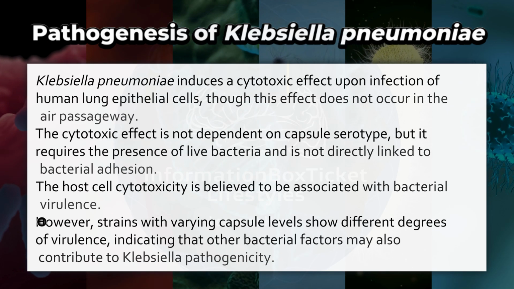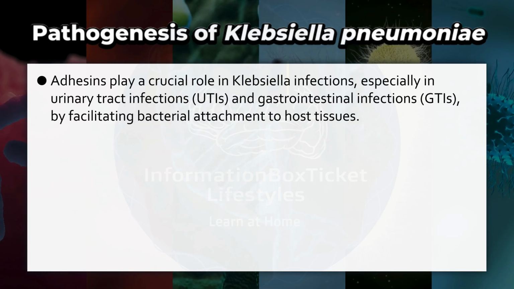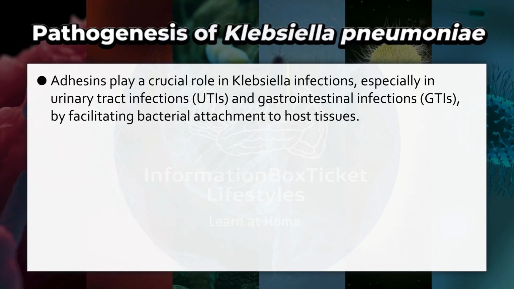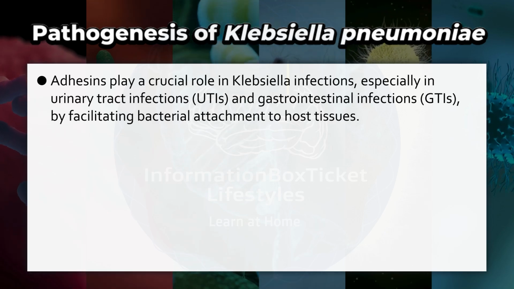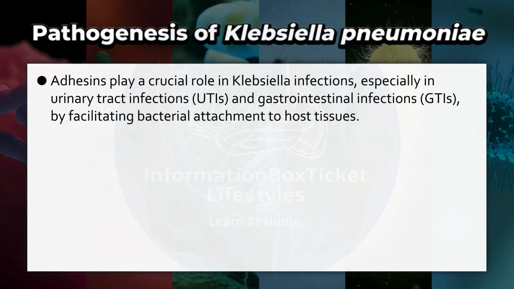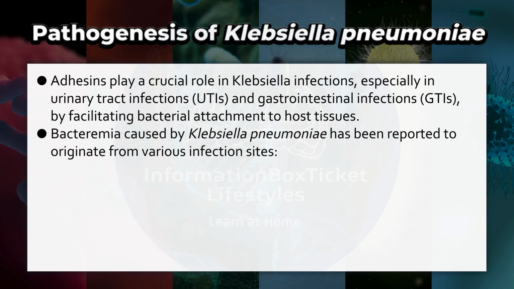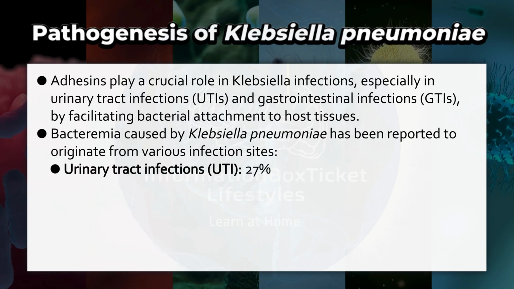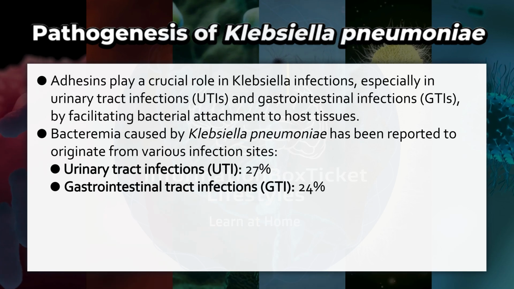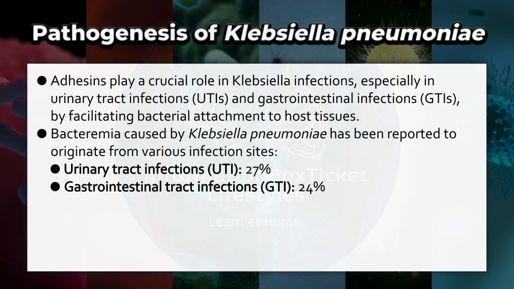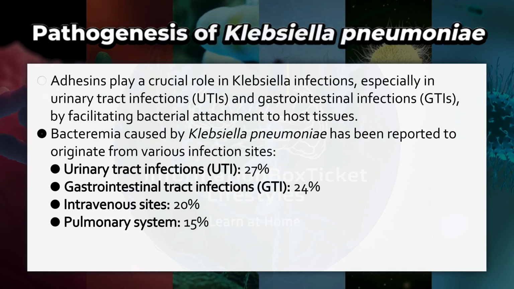Klebsiella pathogenicity. Adhesins play a crucial role in Klebsiella infections, especially in urinary tract infections, UTIs, and gastrointestinal infections, GTIs, by facilitating bacterial attachment to host tissues. Bacteremia caused by Klebsiella pneumoniae has been reported to originate from various infection sites: urinary tract infections, UTI, 27%, gastrointestinal tract infections, GTI, 24%, intravenous sites, 20%, pulmonary system, 15%.